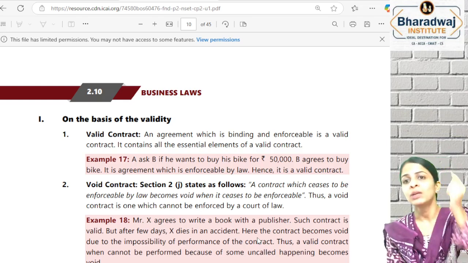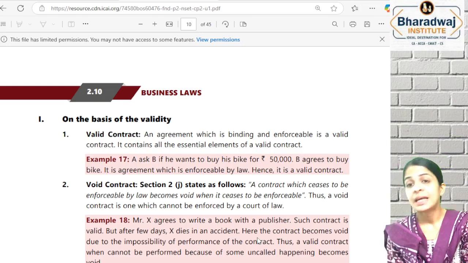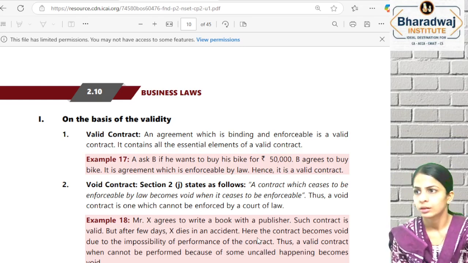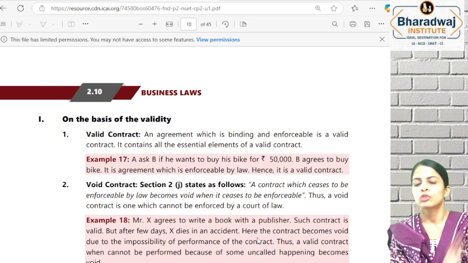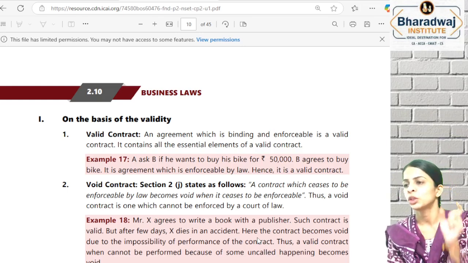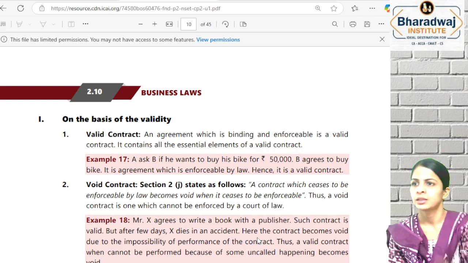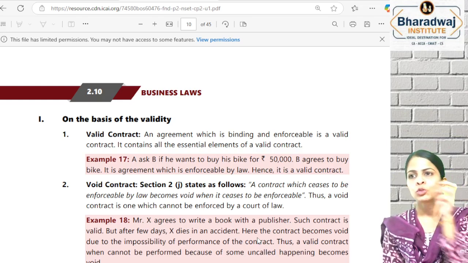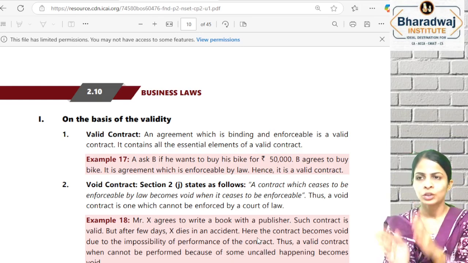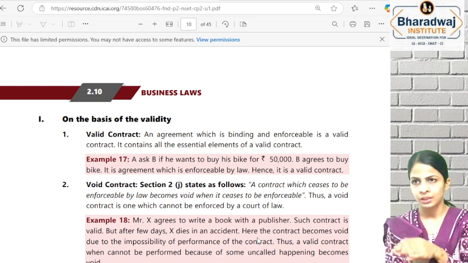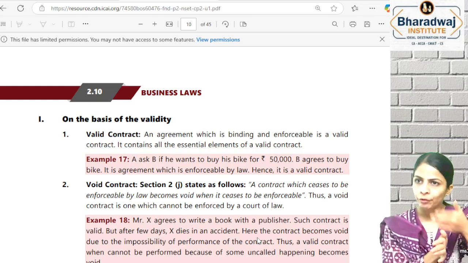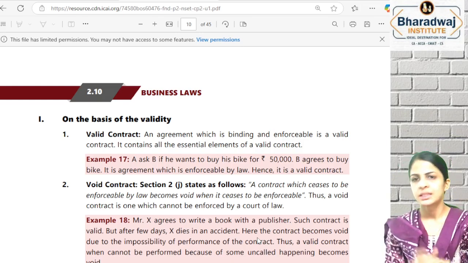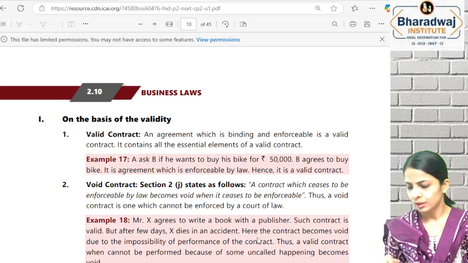Clear? Had it been void from the beginning, for example a contract entered by a minor. Can a minor enter into a contract? No. So if he enters into a contract, the term to be used is void agreement. So there is always a difference in when to use void contract and void agreement. Void contract is initially valid, then it becomes invalid. Void agreement is invalid from day one, void ab initio. Best example, minor's contract.